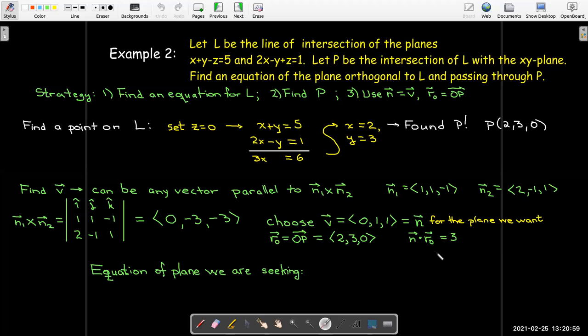So the equation of the plane we are seeking is going to be found by taking our generic position vector R, dotting it with N, and that'll equal what we just found, the initial vector dotted with N, and we'll get y plus z equals 3.